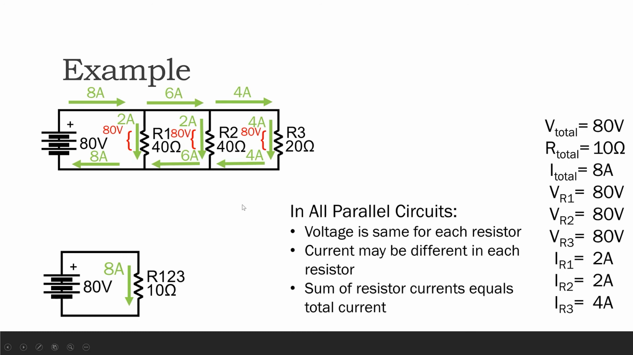And finally, the sum of the resistor currents equals the total current. So remember, our total current is the current flowing out of the power supply, and that's 8 amps here. And if we look at our resistor currents, we see we have 2 plus 2 plus 4. So that gives us a total of 8 amps. So the sum of the resistor currents equals the total current flowing out of the power supply.